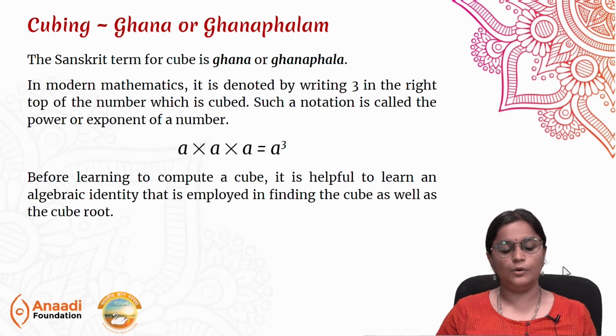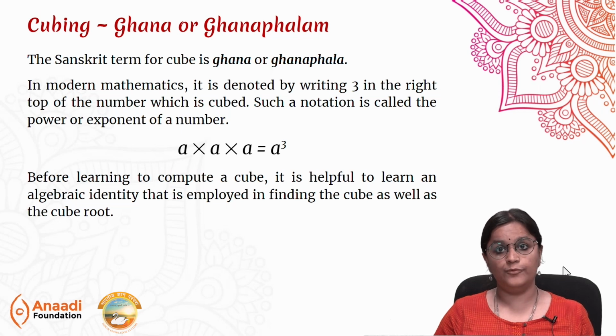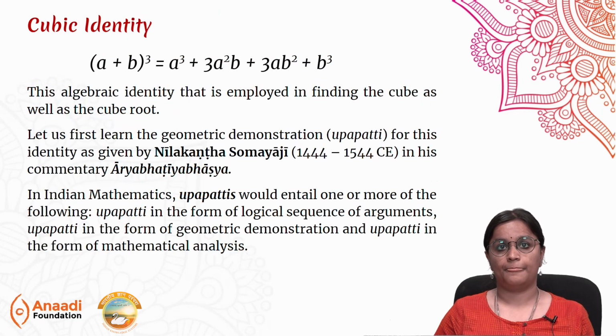Before learning to compute a cube, it is helpful to learn an algebraic identity that is employed in finding the cube as well as the cube root. Cubic identity. So, this algebraic identity is listed out here. (a plus b) whole cube equals a cube plus 3a square b plus 3ab square plus b cube.